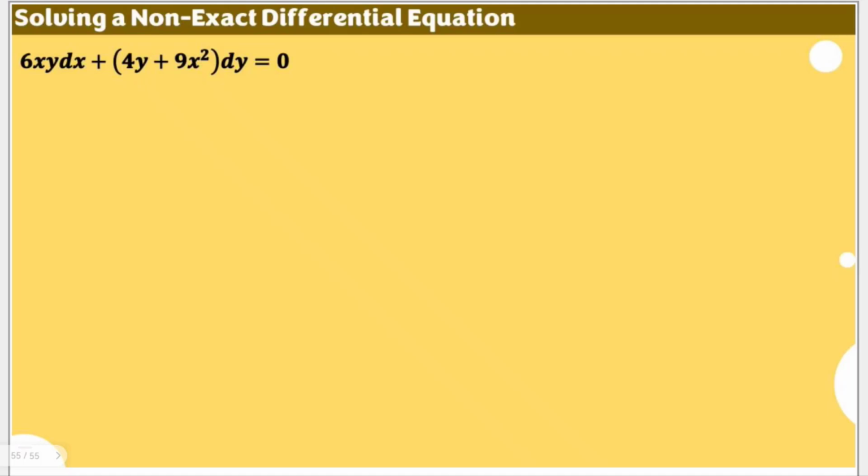In our previous video, we were able to establish that this given equation is a non-exact differential equation. Hence, as we solve this, we will be using a separate set of processes, but we will also be using a portion of a process involving exact differential equations.